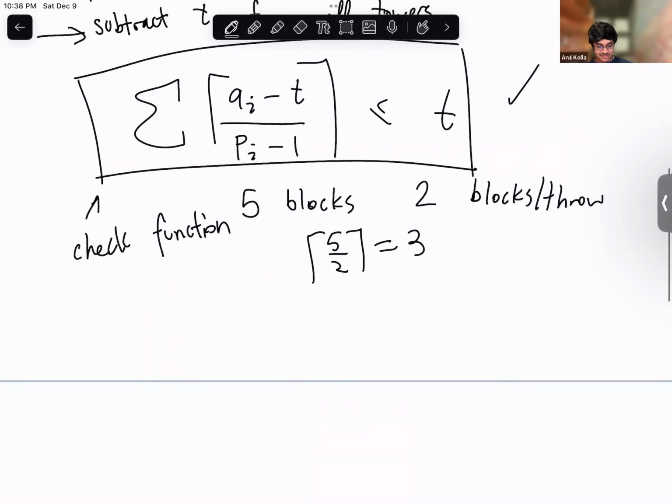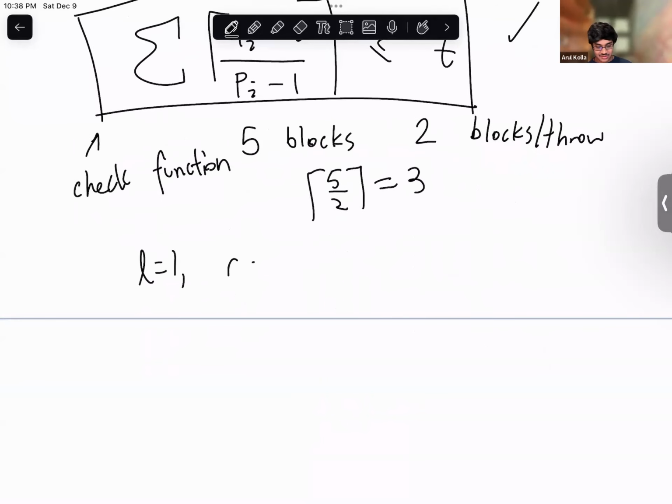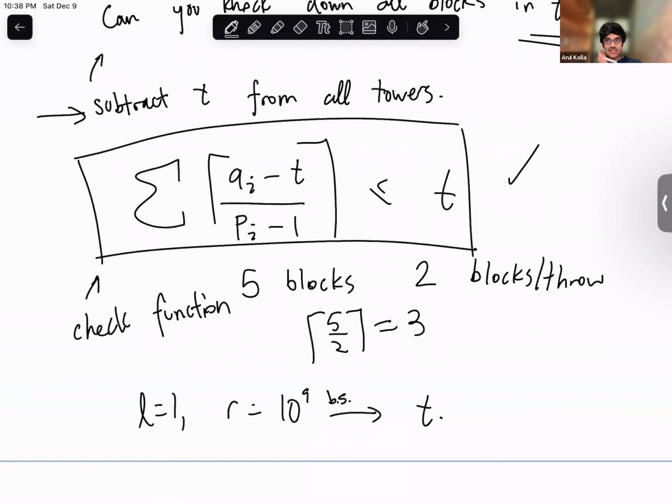Right, and then what you should do is just do binary search for L equals 1, R equals 10 to the 9th, and then do binary search to find T. Yeah, that's the whole solution.